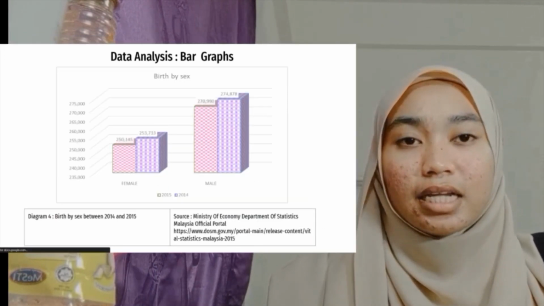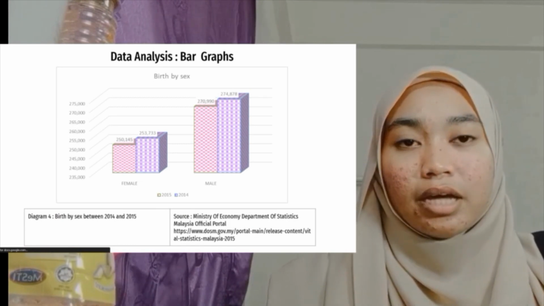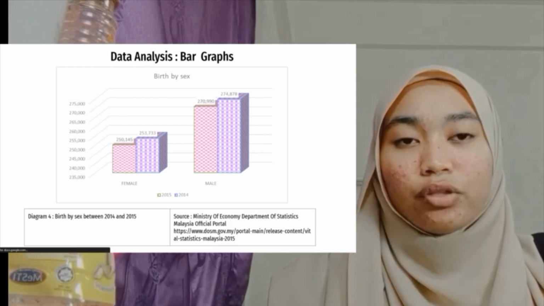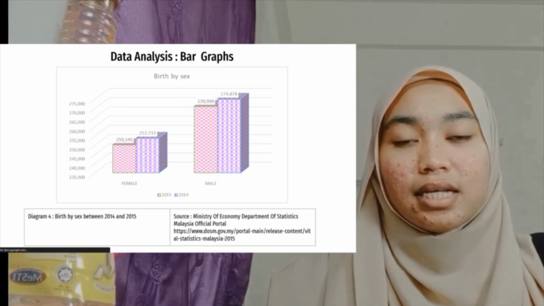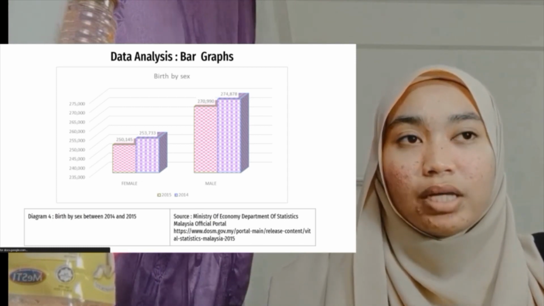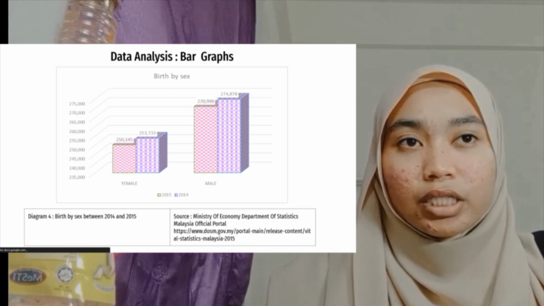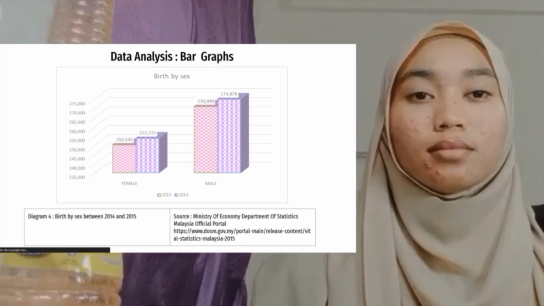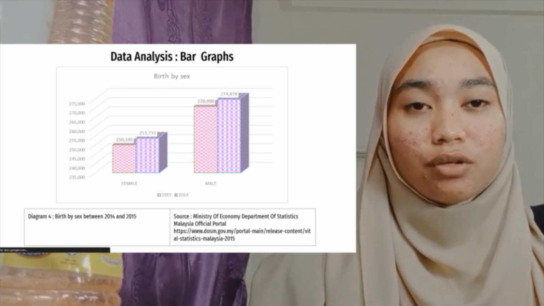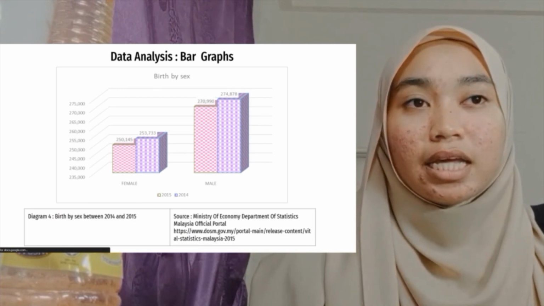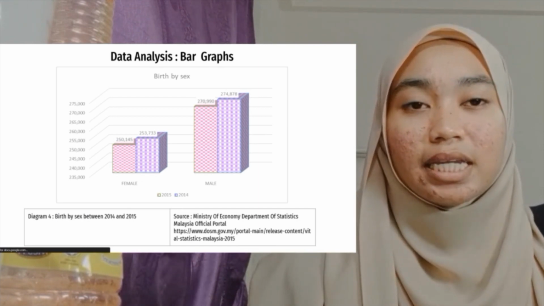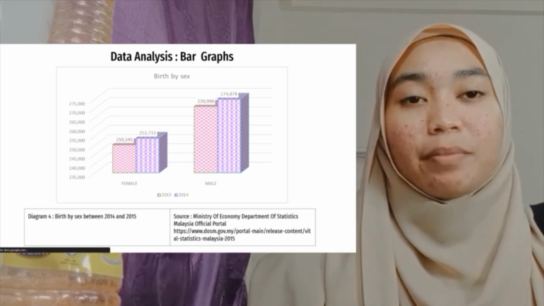Next, the data analysis for the bar graph. Diagram 4 show the birth by sex for 2014 and 2015. Next, the introduction. The main function is to show the comparison between birth by sex for the 2014 and 2015. Two features. First, it can be clearly seen that the birth by sex for 2014 and 2015. Second, it can be clearly seen that the birth for the baby boys subsequently higher than the birth for the baby girls.